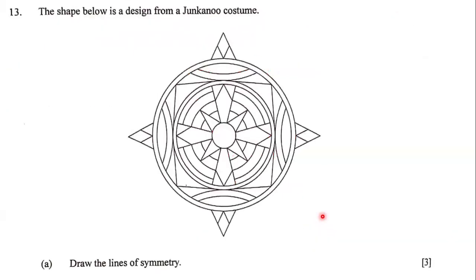Next, it says that the shape below is a design from a Junkanoo costume. Draw the lines of symmetry. Well, a line of symmetry is going to be a line that cuts a shape into two halves, such that one side is identical to the other side, or such that one side is a mirror image of the other side.